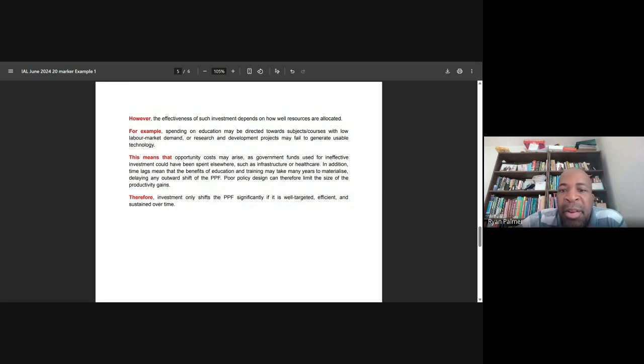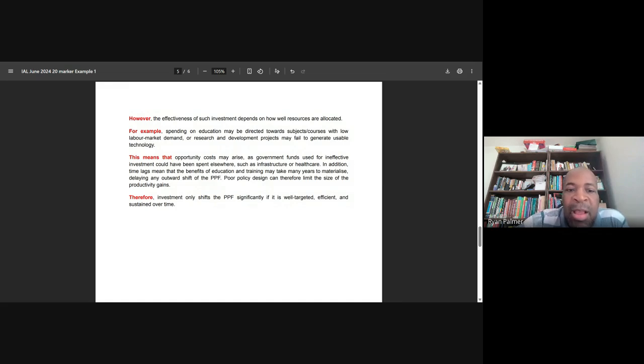So, for example, spending on education may be directed towards subjects or courses with low labor market demand. So the government might be spending on developing skills that are no longer required or not sufficiently required by the market. Or it may be spending on research and development projects that may fail to generate usable technology. So spending money that is going nowhere on technology that is going nowhere. This means that opportunity costs may arise as government funds used for ineffective investment could have been spent elsewhere, such as infrastructure or healthcare. So you would see that coming. So you would talk about the opportunity cost of government spending.